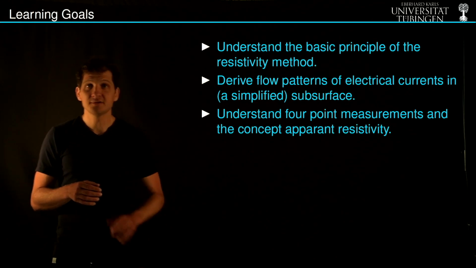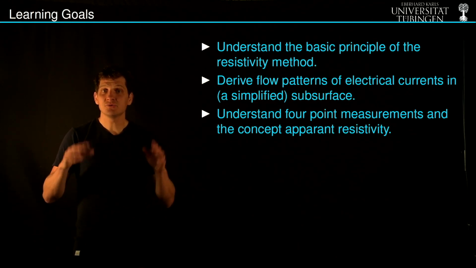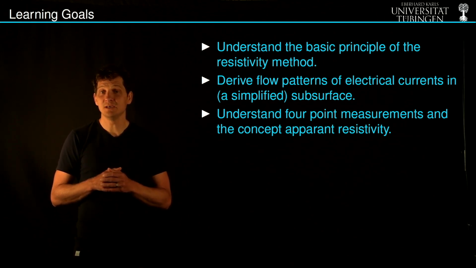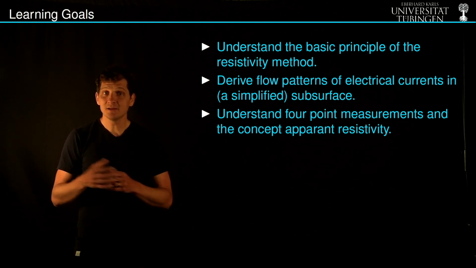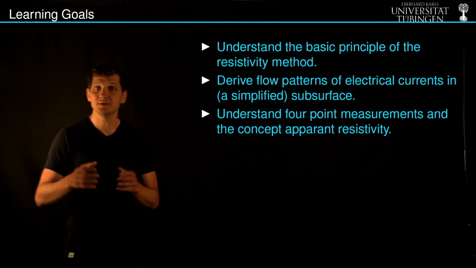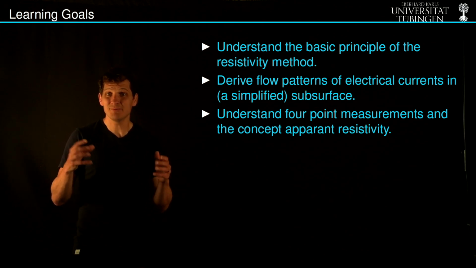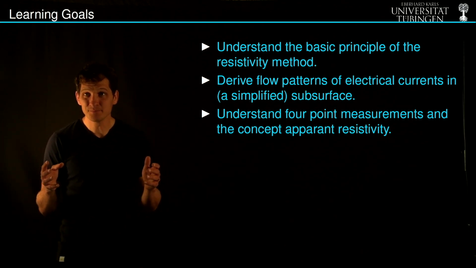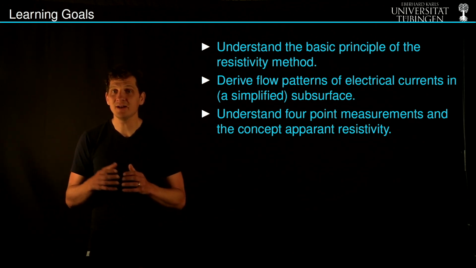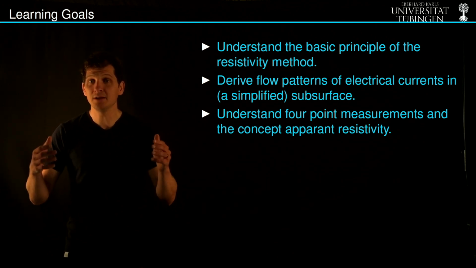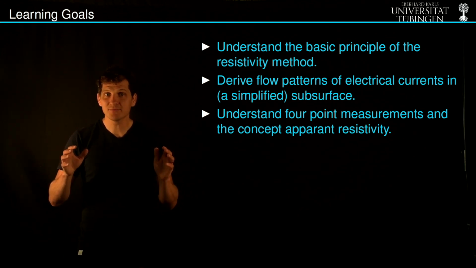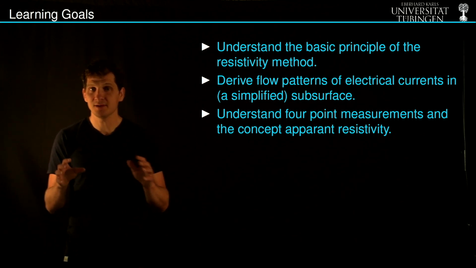The learning goals of this video are first, that you understand the very basic principles of how the resistivity method operates. And second, you should be able to derive flow patterns of electrical currents in the subsurface, and this is where we will use a number of equations. And third, you should understand why we need a survey layout that includes 4-point measurements and what the concept of the so-called apparent resistivity is that goes along with that.